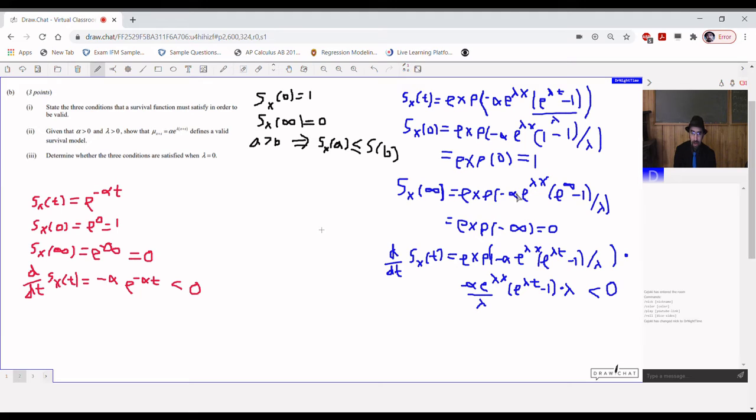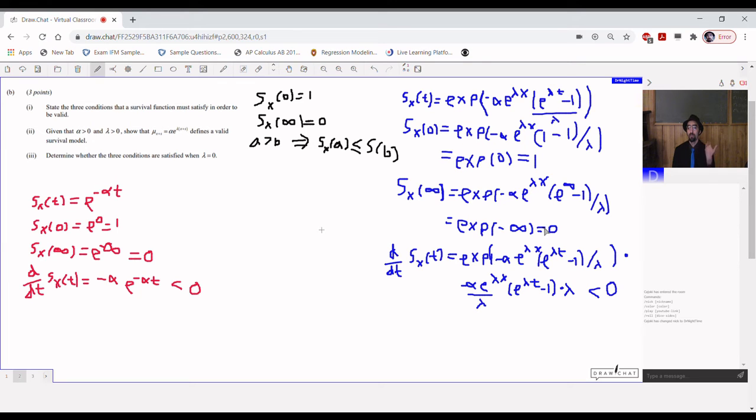And so that's satisfied. Next, show that if t goes to infinity, this whole thing goes to 0. If t goes to infinity, then we have an e to the infinity here. That's going to make everything here go infinite. We have a negative sign here, so it's going to be e to the negative infinity, and e to the negative infinity is 0. And finally, we have to satisfy the no zombies condition.